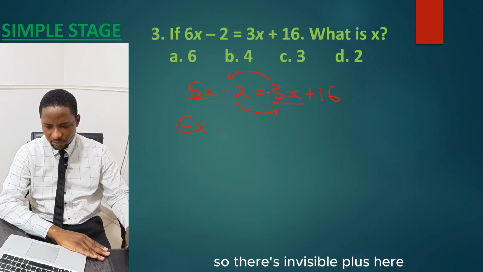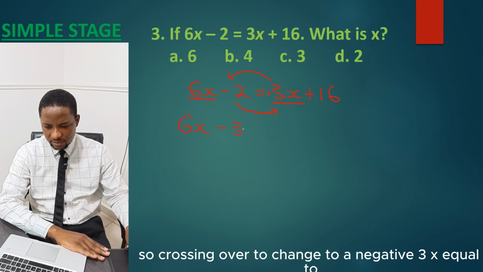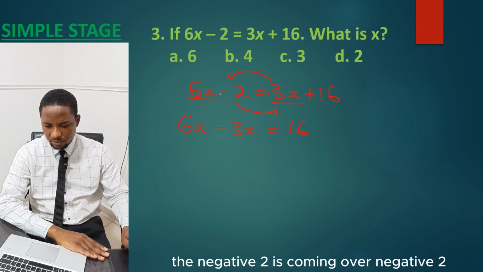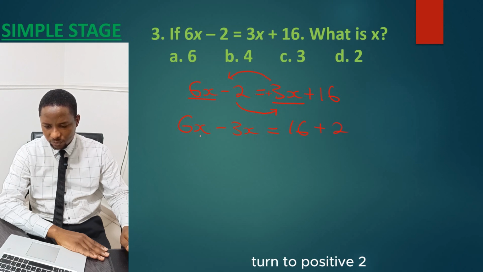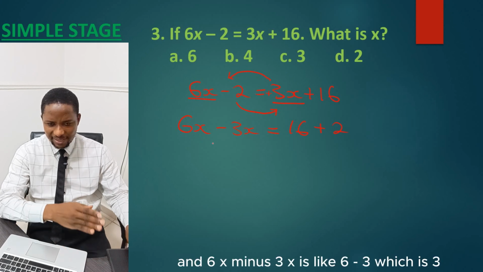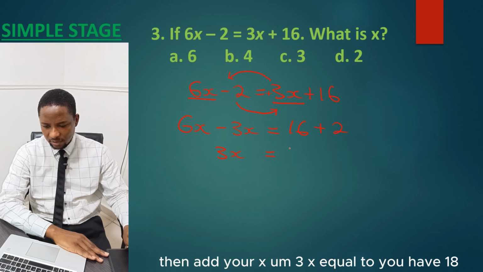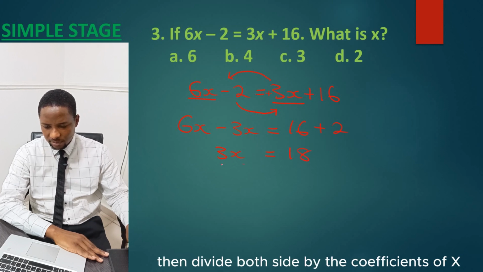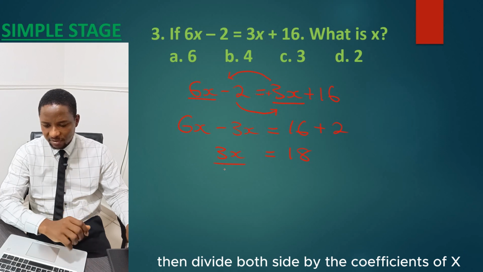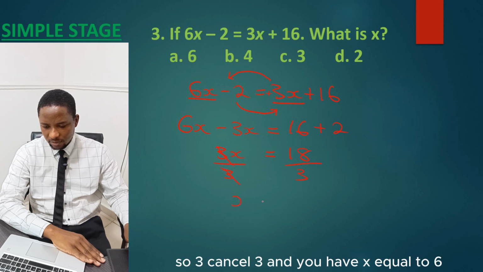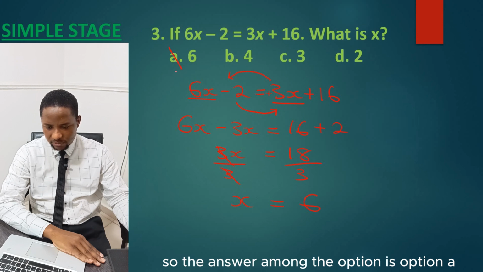So there's an invisible plus here, so crossing over, it will change to -3x, equal to, you have 16 on this right hand side, the -2 is coming over, -2 will turn to +2, and 6x minus 3x is like 6 minus 3, which is 3, then add your x, 3x equal to, you have 18, then divide both sides by the coefficient of x. Coefficient of x here is 3. So 3 cancels 3, and you have x equal to 6. So the answer among the options is option A.